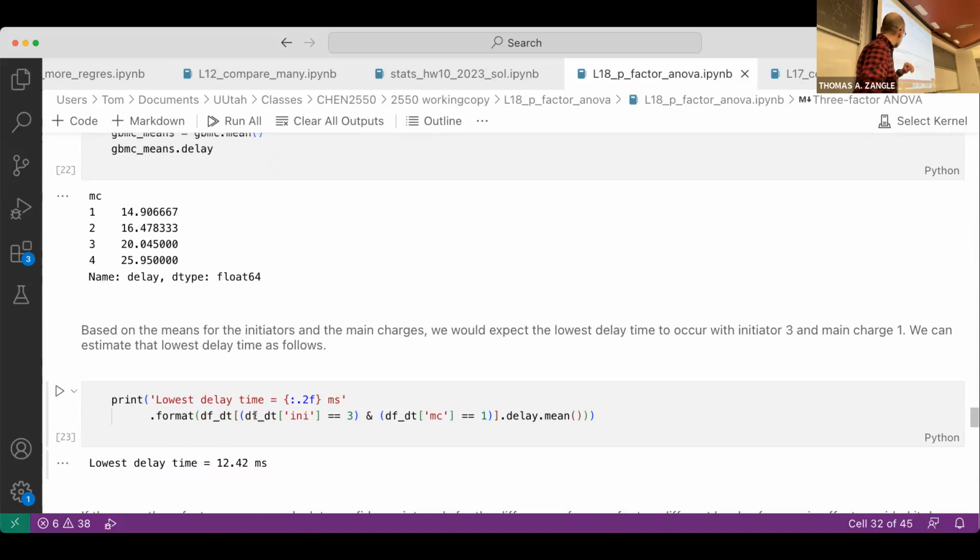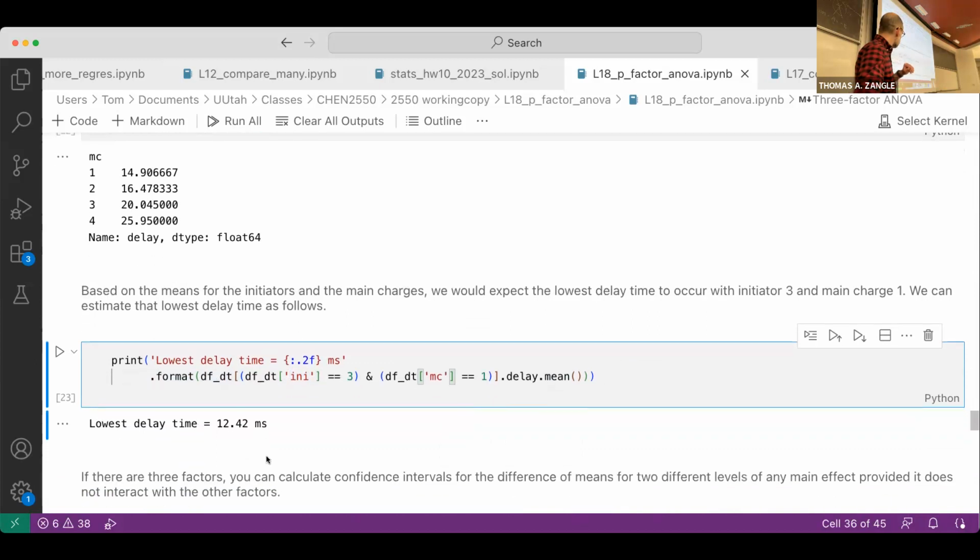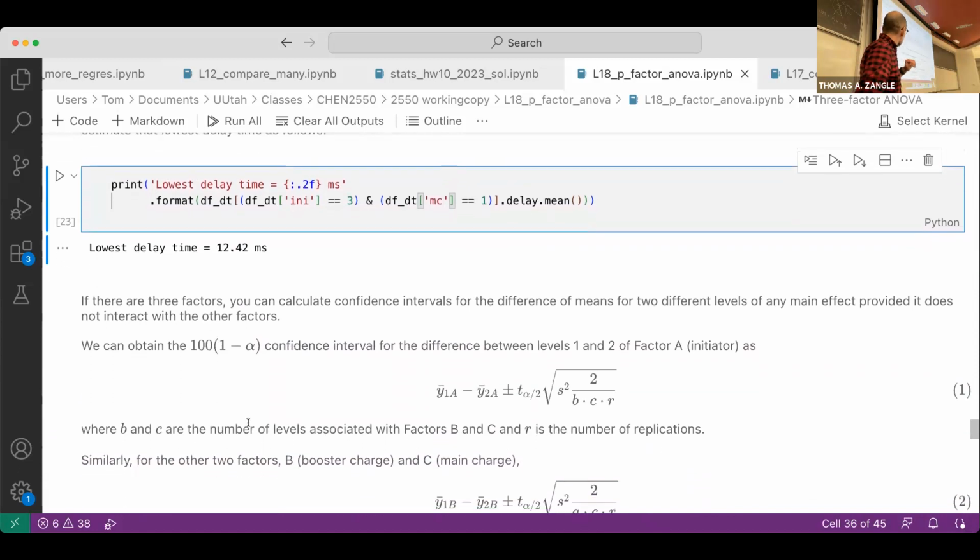And so here we're finding the mean of all the data for which the initiator was condition 3 and the main charge is condition 1. We then compute the mean, and we see the lowest delay time of 12.4 milliseconds with that combination.